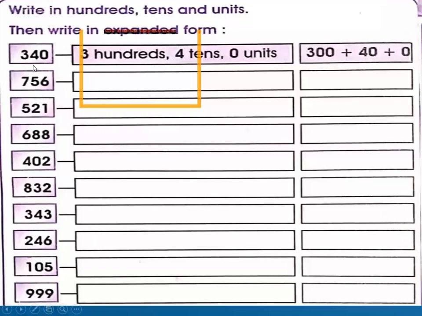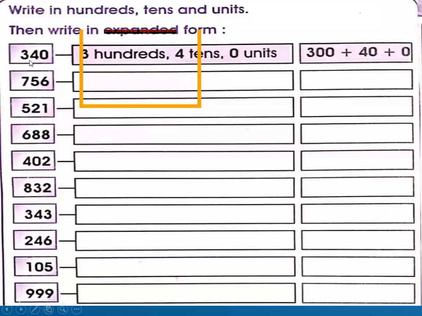Now open this page in your book. You will do it by yourself. In this question, write the number in expanded form. Here the number given is 340. So in expanded form, you write the place value of each digit separately.